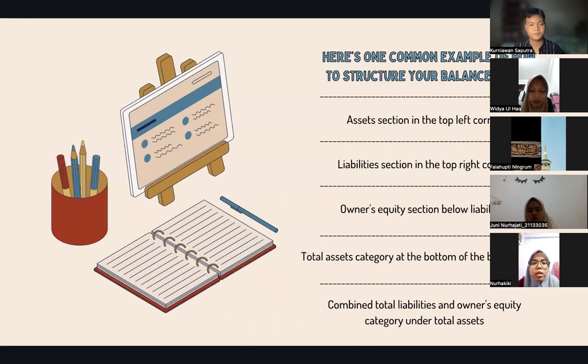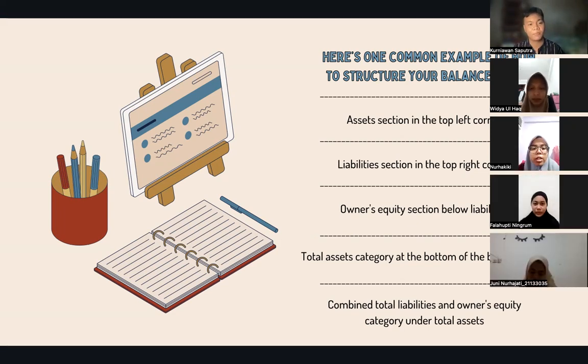Here's one common example of how to structure your balance sheet. Asset section in the top left corner. Liability section in the top right corner. Owner's equity section below liabilities. Total asset category at the bottom of the balance sheet. Combined total liabilities and owner's equity category under total assets.